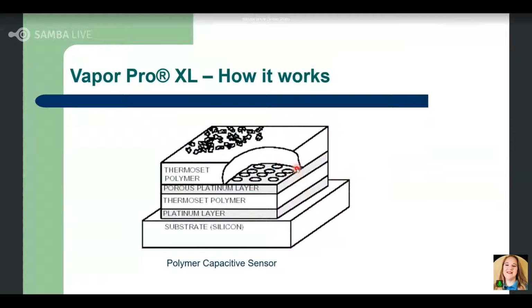And this is the sensor very close up. We have different layers. We have a thermoset polymer, then we have the porous platinum layer, we have another thermoset polymer, then we have another platinum layer, and that all sits on top of silicone. And this is just used to see how much water is being counted.